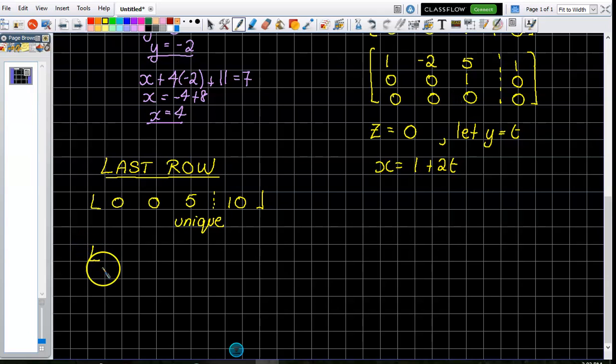Then, what if we have 0, 0, 10? This is the best one. What's going on there? No solution. No solution, because what this is actually saying is you've got 0 times Z equals 10. And we're going, hang on, that can't happen because 0 times anything is 0. So this one is a big old no.